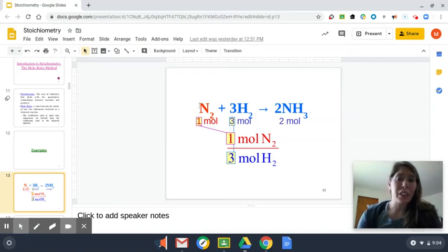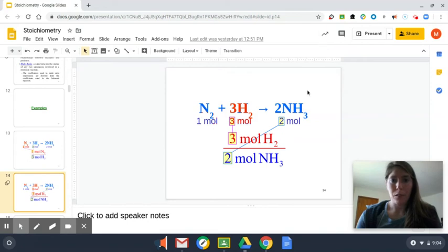If there's no coefficient, we know that stands for 1. We've beaten this horse plenty of times. So 1 mole of nitrogen, when reacting, will produce 2 moles of ammonia. Again, that 2 comes right from the balanced chemical equation. Same thing: for every 3 moles of hydrogen that react, 2 moles of ammonia are produced. That's a mole ratio. That's all it is. You're just taking the coefficients and aligning them in a ratio.